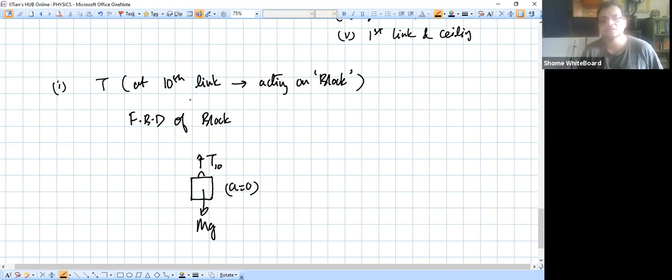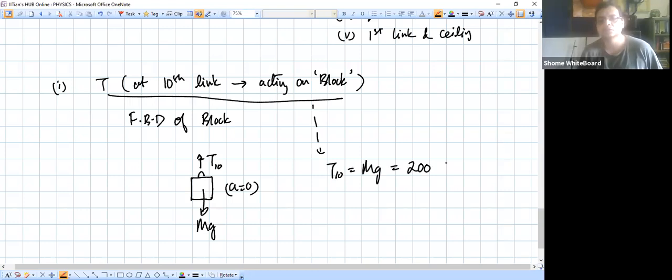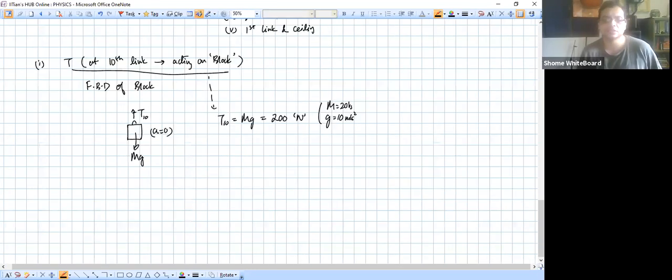So this tension is becoming equal to capital Mg. Let's say that is 200 newtons, because we are taking g as 10 and the mass of the block was 20 kg. This is fairly easy to understand, nothing extraordinary in this. I'll just compare this free body diagram to the above diagram, you will understand why this is the case.